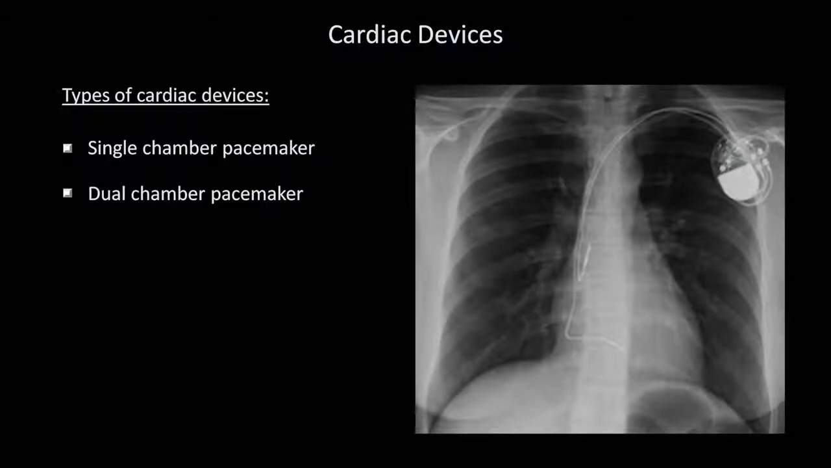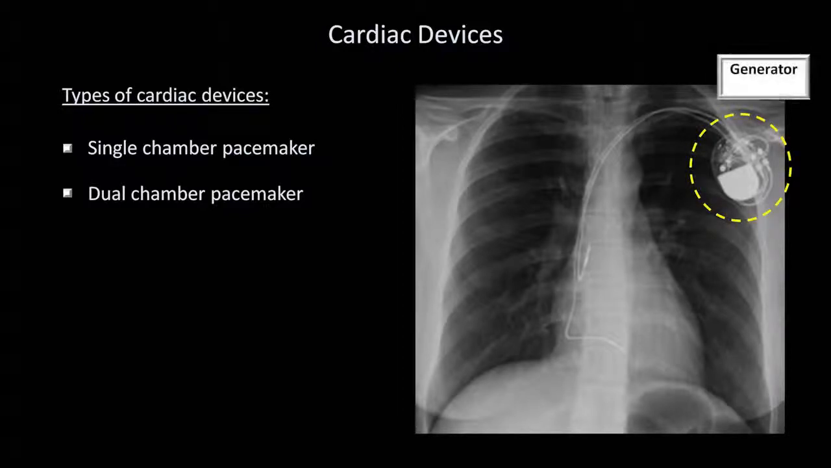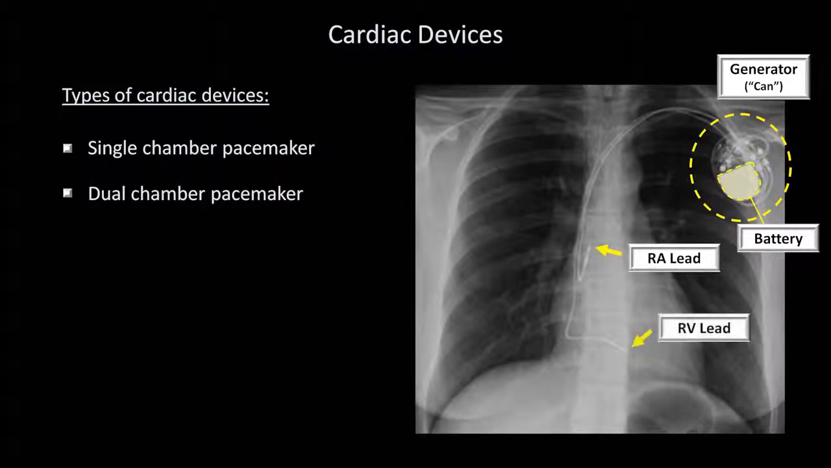First, there is the big thing up near the shoulder. This is formally called the generator, but occasionally referred to as the can by cardiologists. The relatively large and homogeneous structure within is the battery. The wires going from the generator to the heart are called leads. In this case, one goes to the right atrium and the other to the right ventricle.